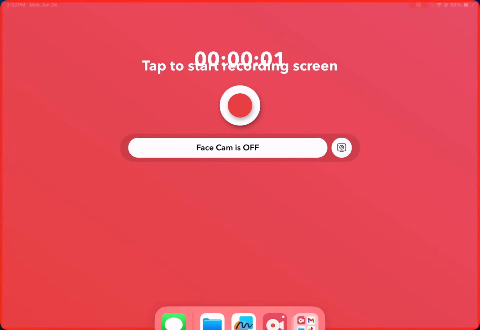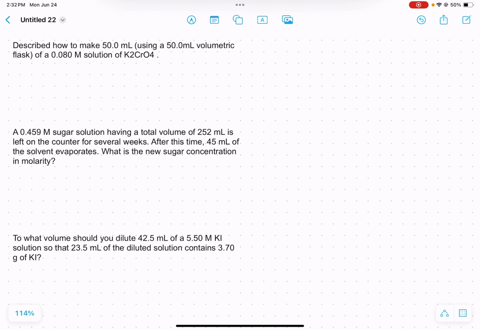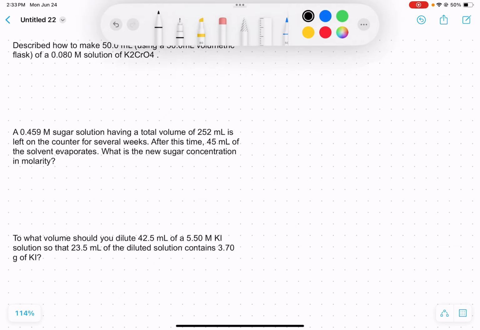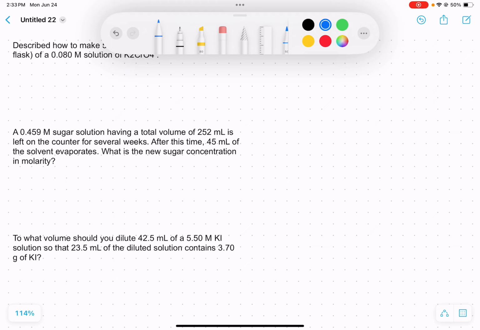All right. So again, this one, there were a few questions. The last two again are really similar, so I will just do one of those. I'll do the harder one. This one's actually the harder one, the second one. These are both dilution equations.